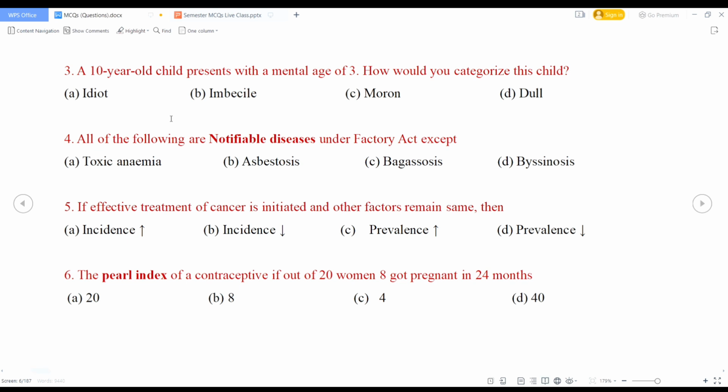Next question. All of the following are notifiable diseases under Factory Act except: options are toxic anemia, asbestosis, bagasosis and byssinosis. So here asbestosis, bagasosis and byssinosis all are occupational diseases. But here the question is about the notifiable diseases. Please see the image.